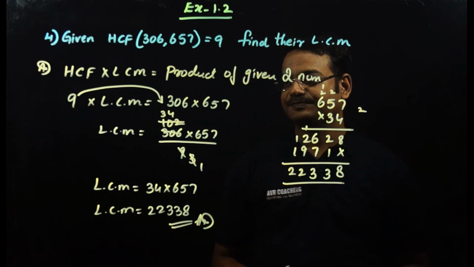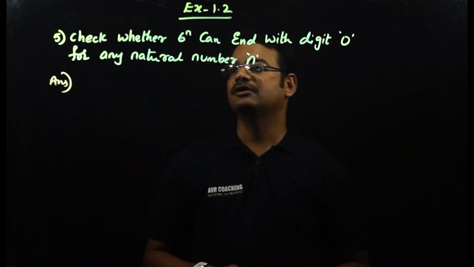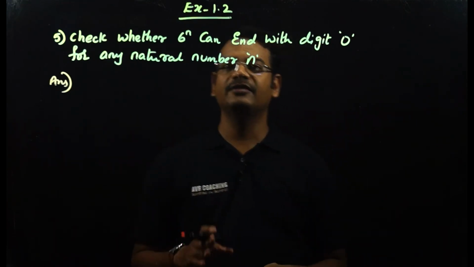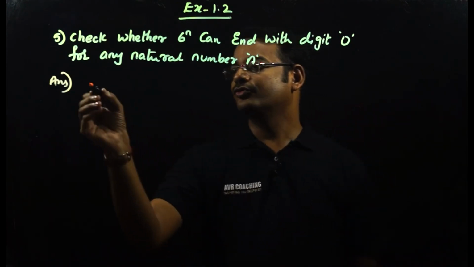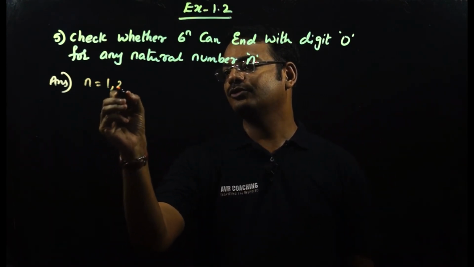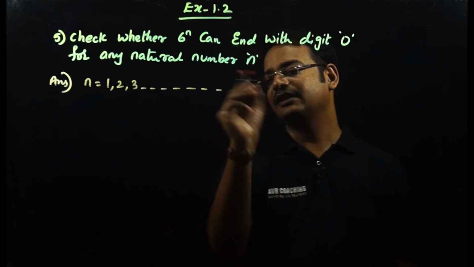That's it. Now in the fifth problem, he says check whether 6 to the power of n can end with a 0 for any natural number n. So n can take the values of 1, 2, 3, till infinity.